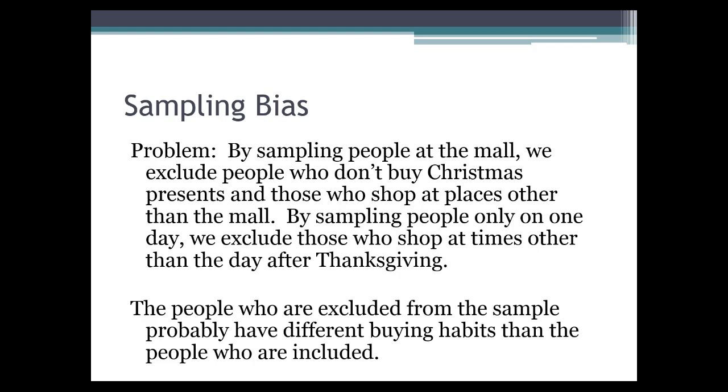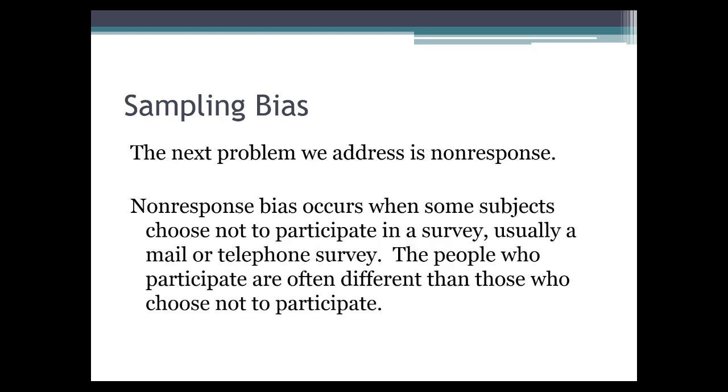And the question is, are those people different in terms of their buying habits than the people who didn't end up in the sample? And the answer is probably yes. So we're only getting people who shop at this mall as opposed to other malls. Not people who shop online. Not people who shop at the flea market. You name it. Okay? So, that's sampling bias.